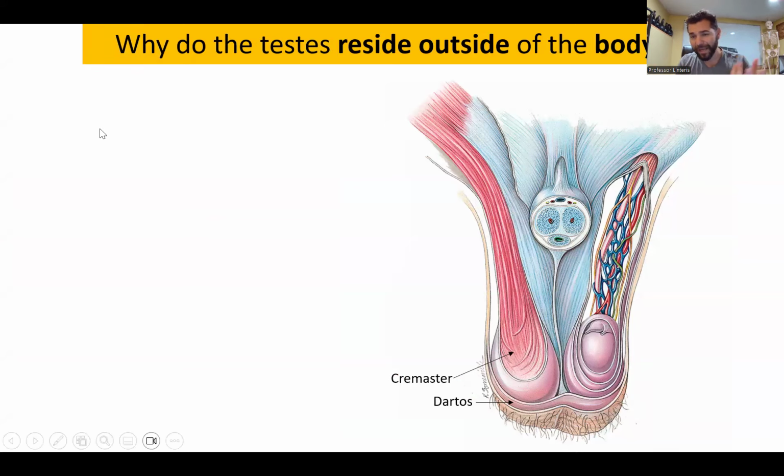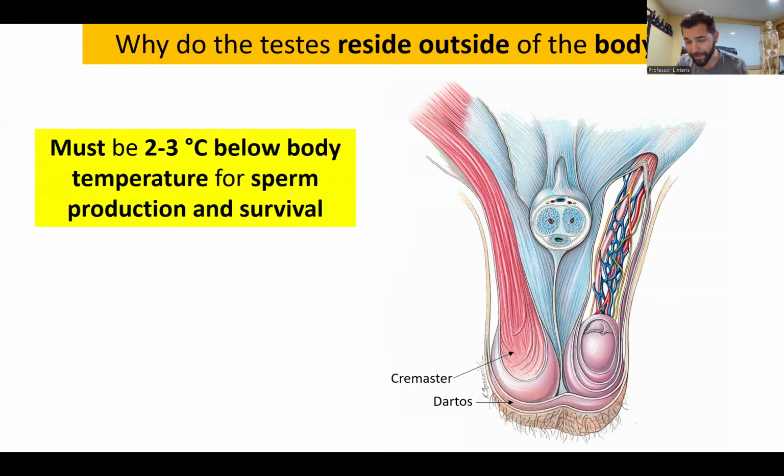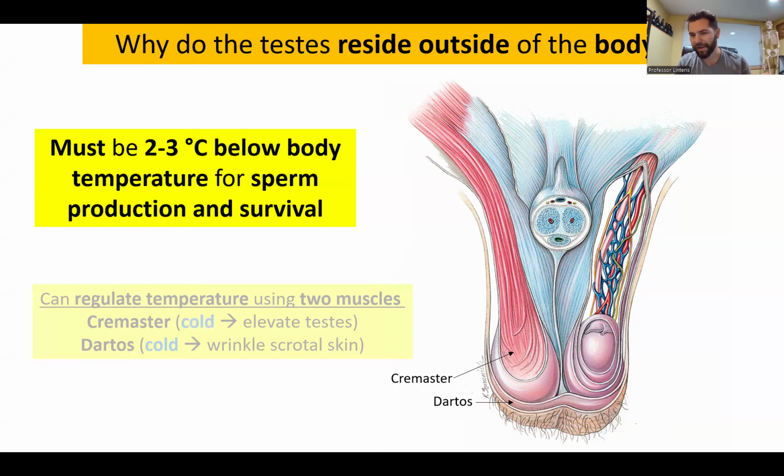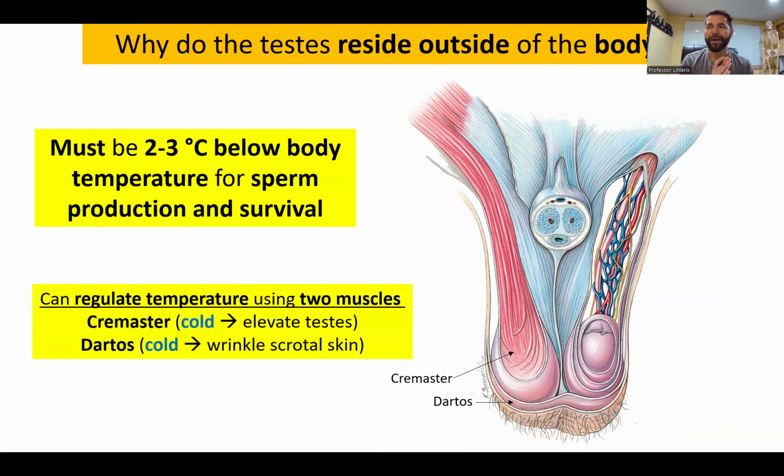The testes have to be outside the body, right? We are post-puberty producing a tremendous amount of sperm, and we need to keep them temperature regulated, right? So they need to be a little bit cooler than body temperature to allow good sperm production and survival, so they don't basically get fried, if you will.